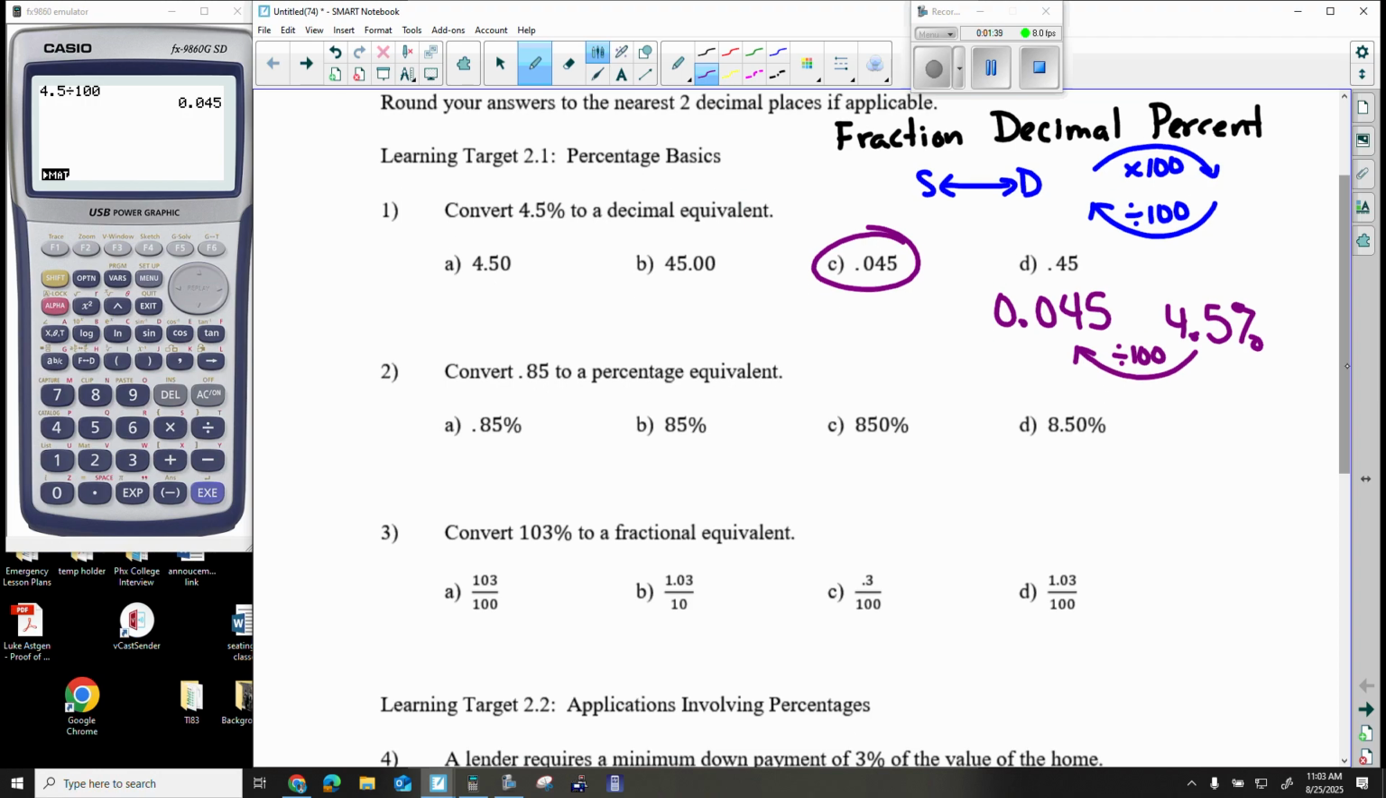Here they start us off with a decimal of 0.85, and they want to know what is that as a percentage. So again, going back to what I know, I would have to multiply by 100 to turn it in that direction. So 0.85 times 100 comes out to be 85%.